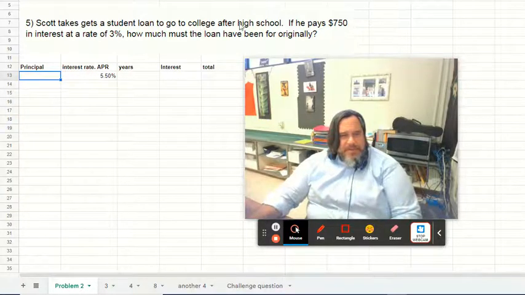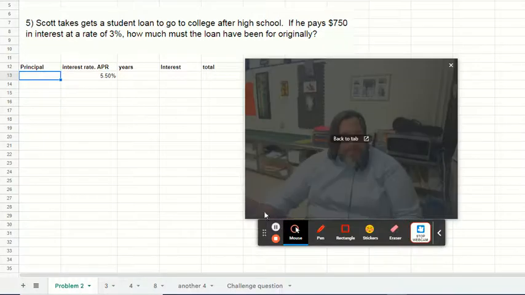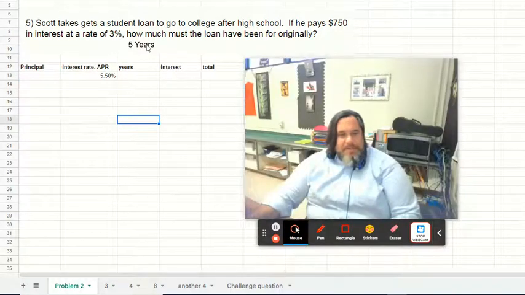Scott takes a student loan. If he pays 750 in interest at a rate of 3%, how much must the loan have been for originally? Okay, I just noticed they made a mistake. So this was a loan for 5 years. They did not say that. I'll have to make sure that's in the worksheet.